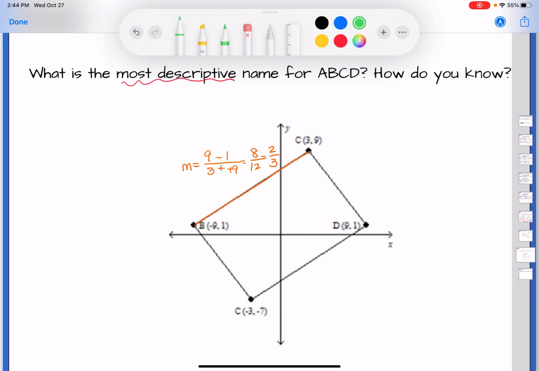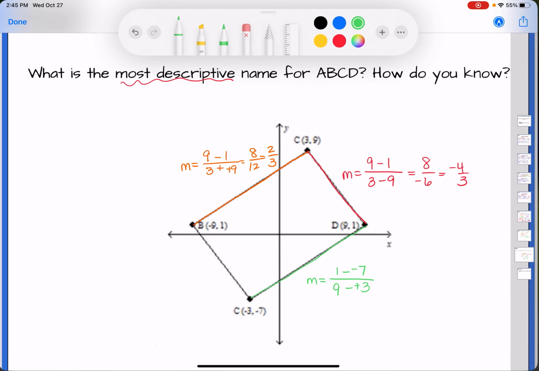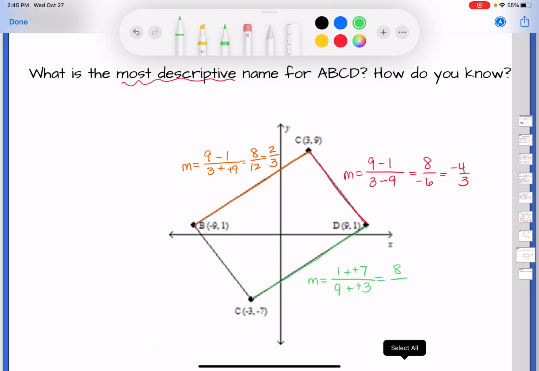All right, working my way around here. Let's say I do this one, CD. Same idea, finding the slope here. Subtract the y's, 9 minus 1. Subtract the x's, 3 minus 9. This gives me 8 over negative 6, which is negative 4/3. All right, down here at the bottom, the slope of this one, I would do 1 minus negative 7 over 9 minus negative 3. Two negatives turn to a positive, so I get 8 over 12, which gives me 2/3.